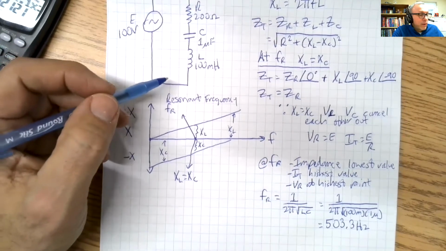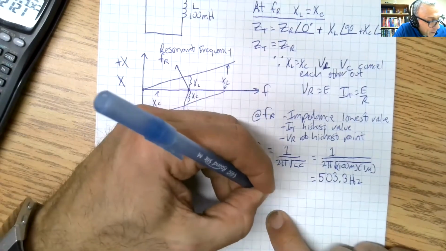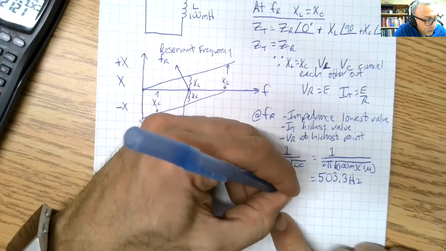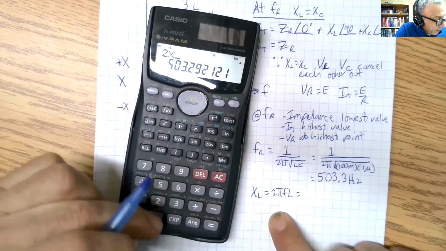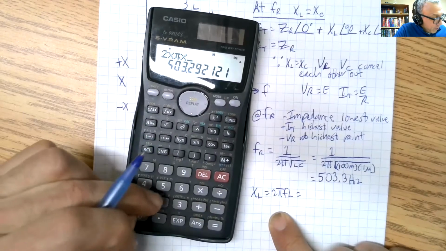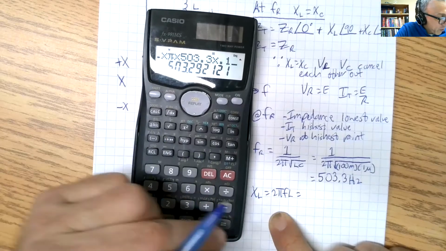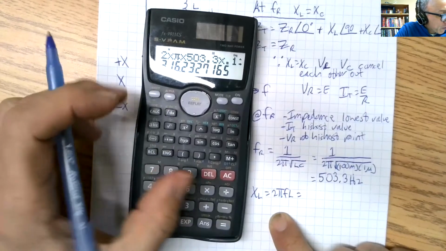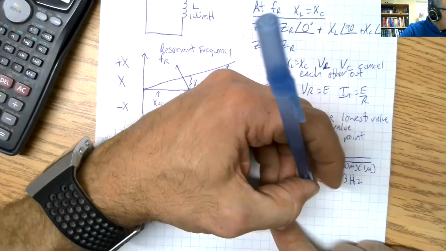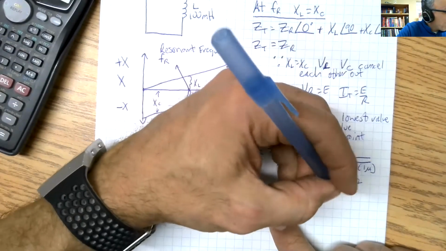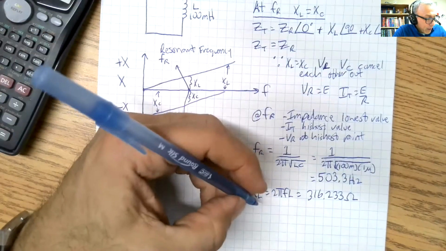So what does that mean? Well, at 503 hertz, XL is going to be equal to 2 pi FL, which is equal to 2 times pi times F, which is 503.3, times 0.1 for 100 millihenries. Then we get 316.233 ohms. Okay?